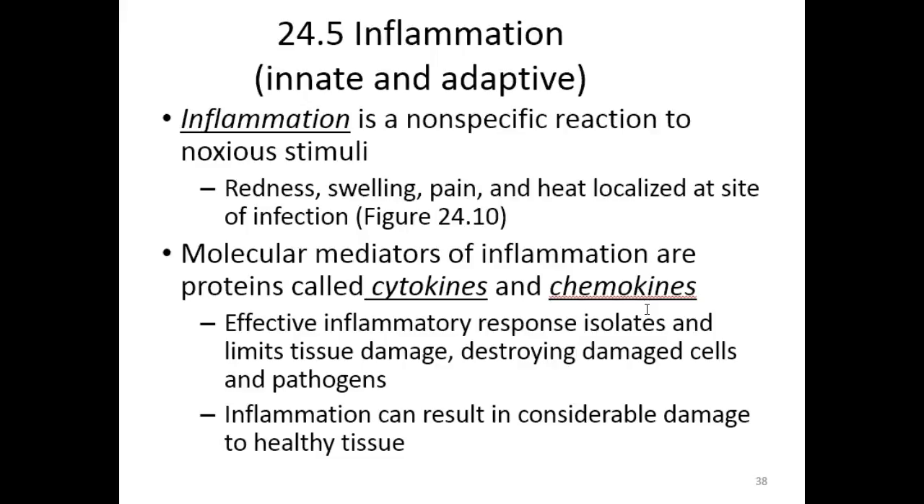And inflammation, when it works correctly, is primarily responsible for isolating things and making sure they don't circulate to your body and form new sites of infection. But as we know, if it's out of control, or if it goes on for too long, it could also damage healthy tissue. So turning the system on is just as important as turning the system off.